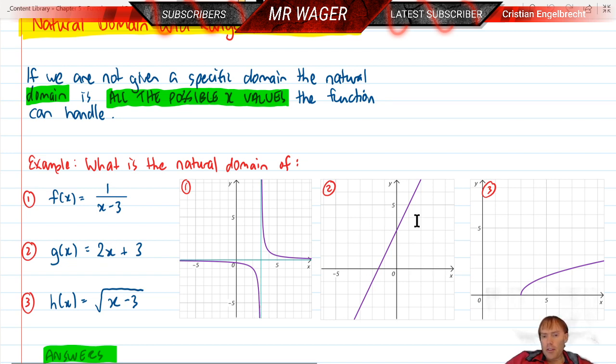Also, the second example, I've got a linear graph. What is the domain of that one? And I've got a square root function over here, h of x equals the square root of x minus 3. Again, what I'd like you to do is pause the video and think about what the natural domain is for each of these functions. And in a moment, we'll tell you what they are.